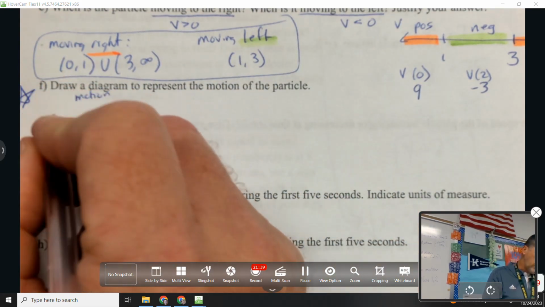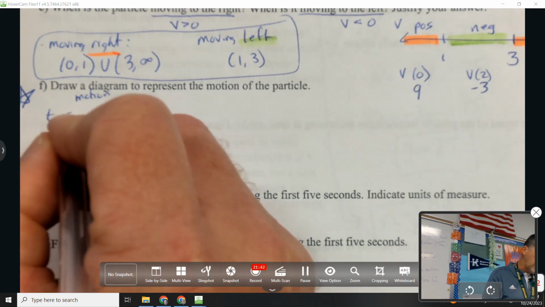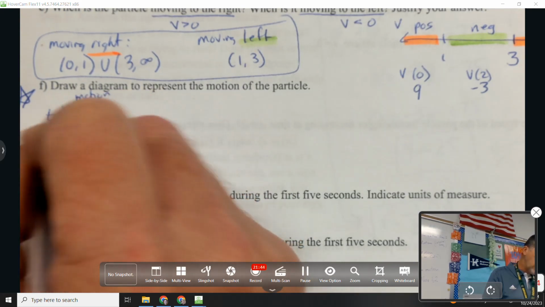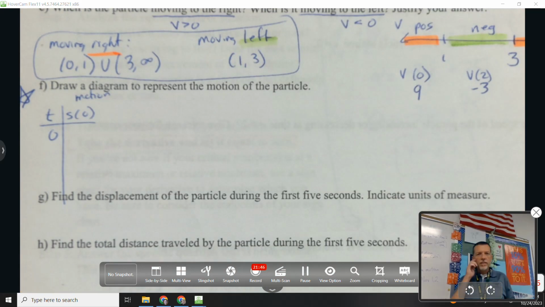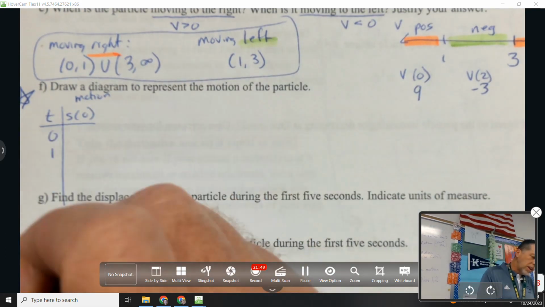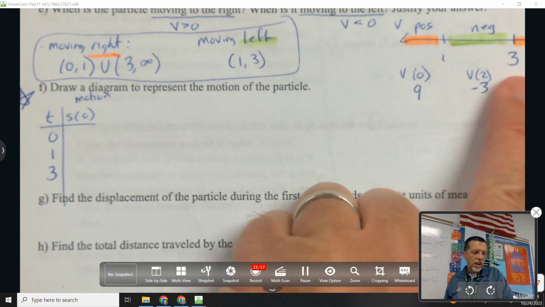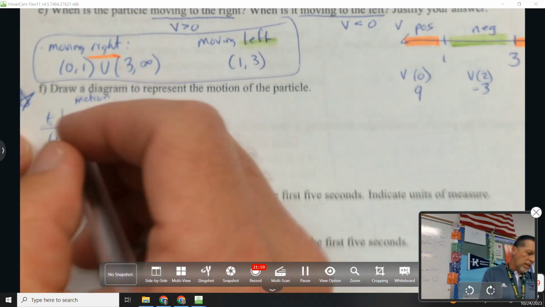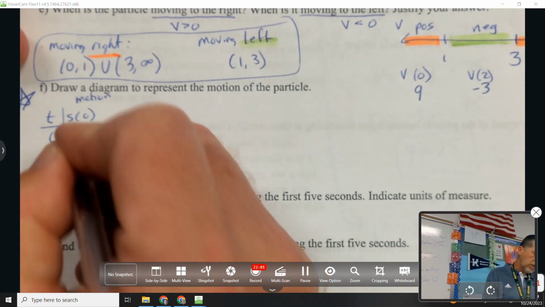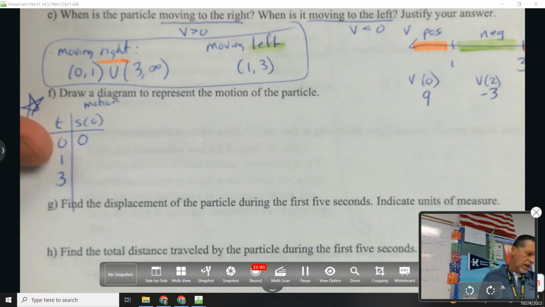So we start at 0. Let's get some key times and some positions. So 0 was a key time, 1 was a key time, and 3 was a key time. Meaning those were 0 because that's where it starts. 1 and 3 are where it changed directions. So S of 0 is 0. That's an easy one.